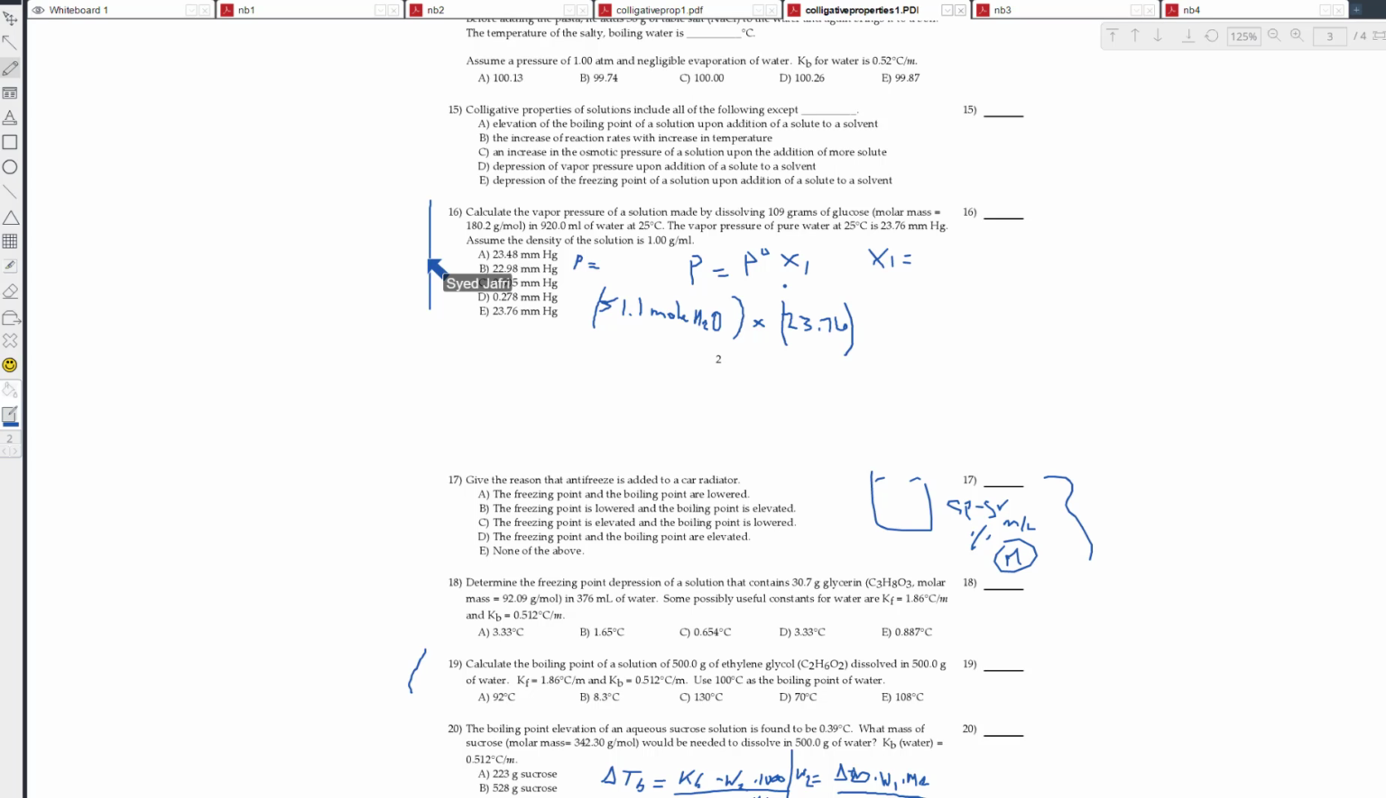51.1 moles plus the amount of moles that we had, 0.605. The total of moles is 51.705. Let's see. 51.11 over 51.705. So I'm getting a mole fraction of 0.9885. So then if I multiply it by 23.76, I think this is the vapor pressure of the solution.